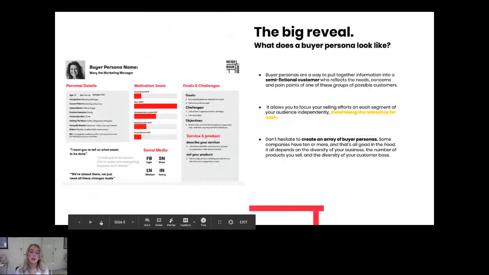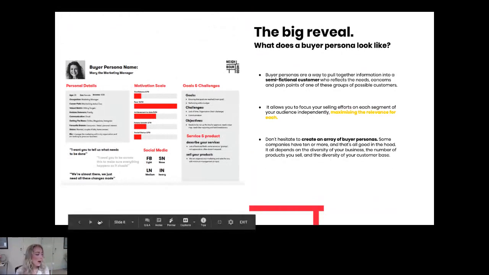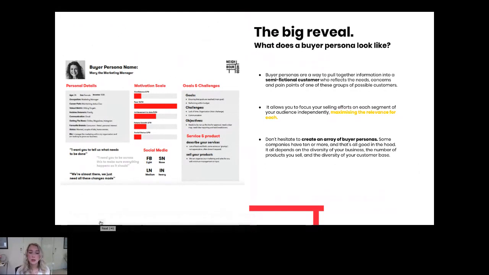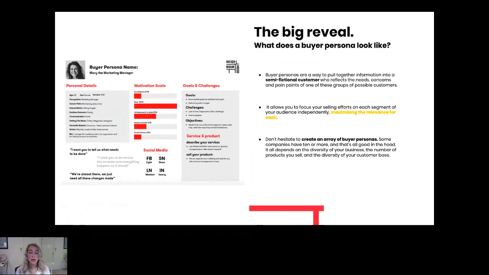So what does a buyer persona actually look like? Let's go into the sort of Google definition. Buyer personas are basically a semi-fictional representation of your ideal customer who reflects the needs and concerns and pain points of one of your groups of possible customers. They basically allow you to focus all of your selling efforts on each segment of your audience independently to maximize the relevance for each of them.